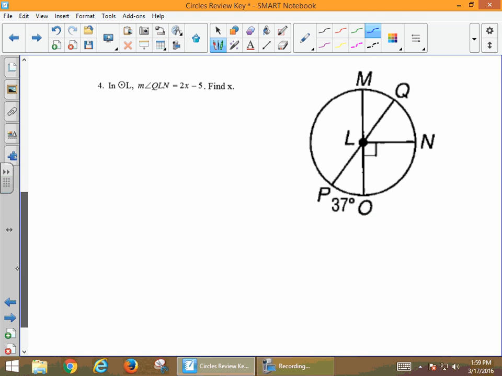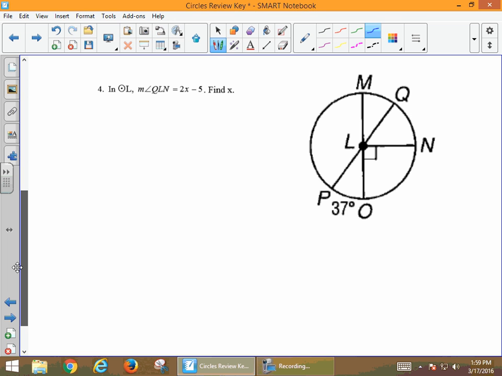Question number 4 says in circle L, the measure of angle QLN, right here, this angle is 2x minus 5. Find x. So 2x minus 5 equals how many degrees? How many degrees will that equal?